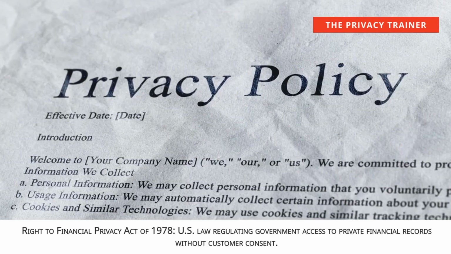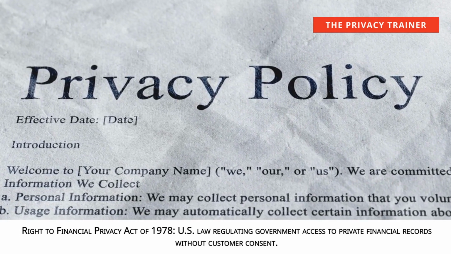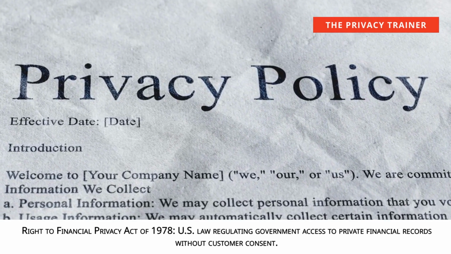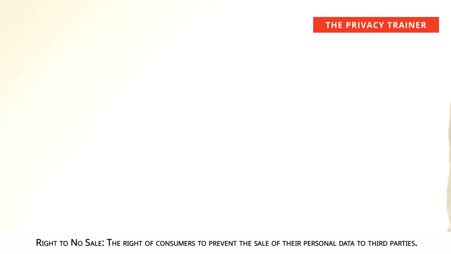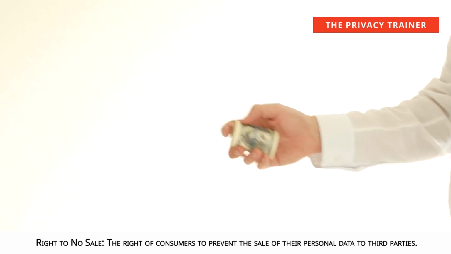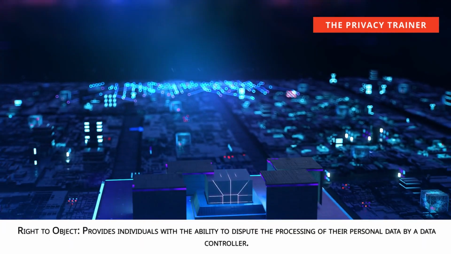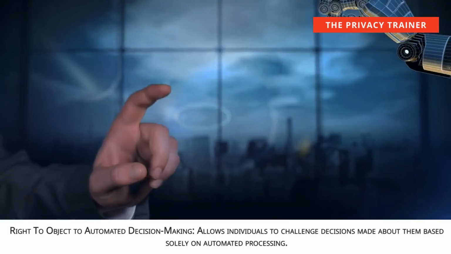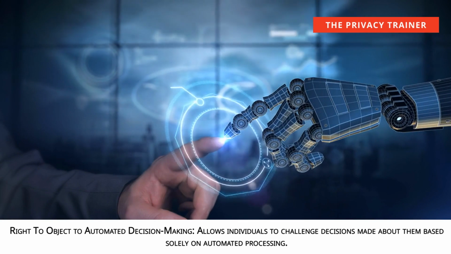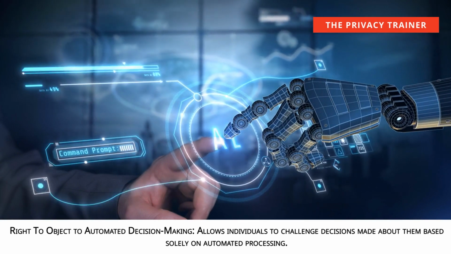records. Right to Financial Privacy Act of 1978, U.S. law regulating government access to private financial records without customer consent. Right to no sale, the right of consumers to prevent the sale of their personal data to third parties. Right to object, provides individuals with the ability to dispute the processing of their personal data by a data controller. Right to object to automated decision-making, allows individuals to challenge decisions made about them based solely on automated processing.